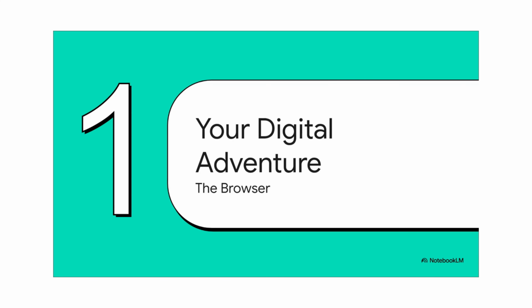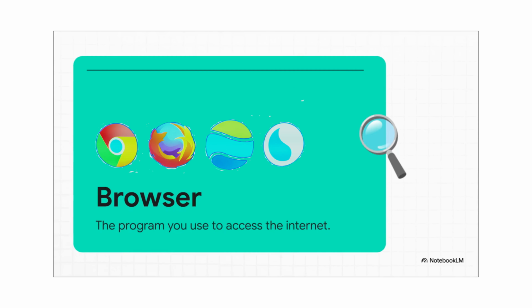So, every big adventure has to start somewhere, right? For our digital adventure, that first step is all about choosing your ride. Let's talk about the browser. So, what is a browser? It's really just the app on your computer or phone that gets you onto the internet. It takes all that complicated code and turns it into the websites you see every day. The best way to think about it, it's your car or your boat or your spaceship for traveling around this huge digital universe. It's the one tool you absolutely need to go anywhere online.